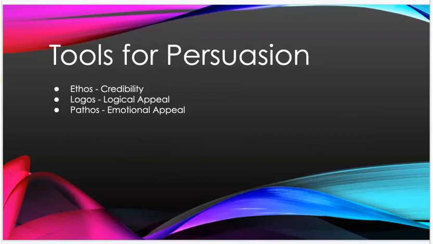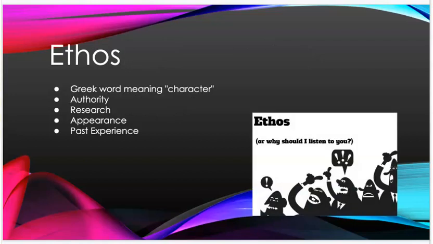Next up, we have different tools that we're going to use for persuasion. There's ethos, which is linked to credibility. There's logos, which is connected to logical appeals. And there's pathos, which is connected to emotional appeals. Ethos is about credibility. This is, again, why should we listen to you? What is it about your character that would make us want to listen to you or believe in you in particular? So one could be your authority.